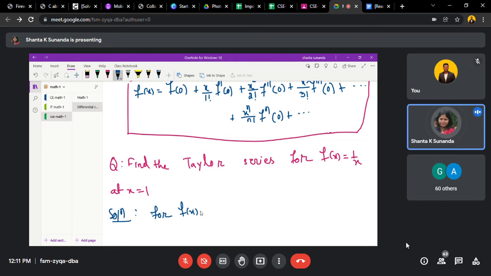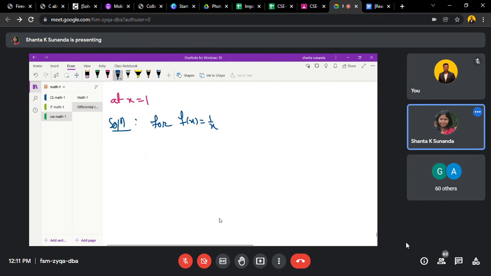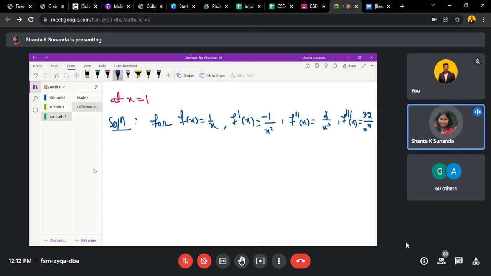For f(x) equals 1 by x, let's try the derivatives. We look at f(x) equals 1 by x. So f'(x) will be minus 1 by x squared. Now f''(x) equals 2 by x cubed. Then f'''(x) is 3 into 2 divided by x to the power 4. Similarly we can continue here.